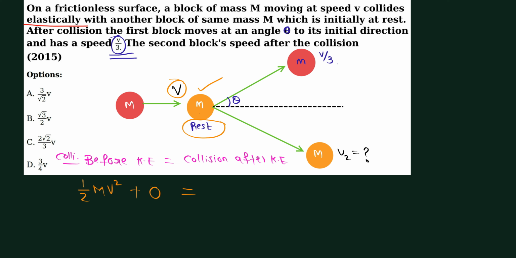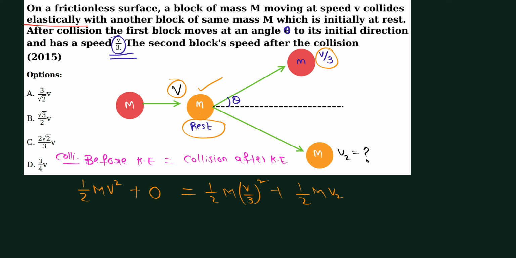Now after collision, the first block moves with the angle theta with the velocity V by 3. So the velocity you have to consider is V by 3 whole square. We don't know the second block velocity, so let us assume that is V2. We need to find the value of V2.